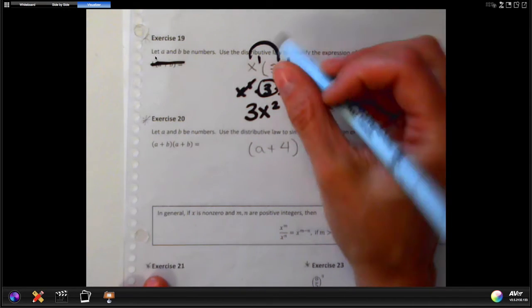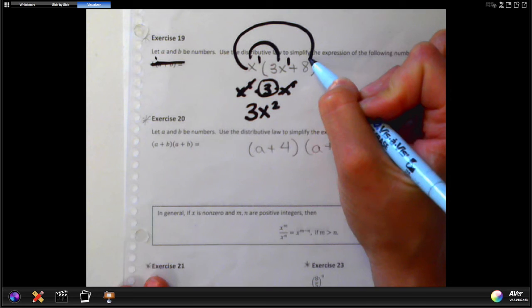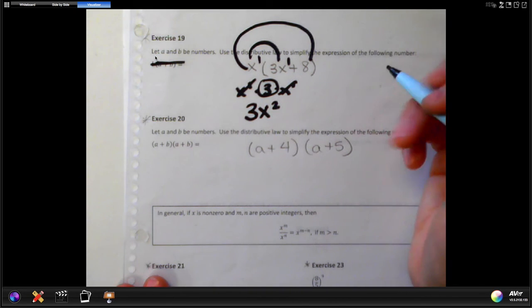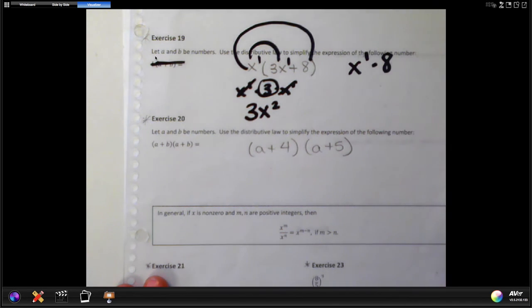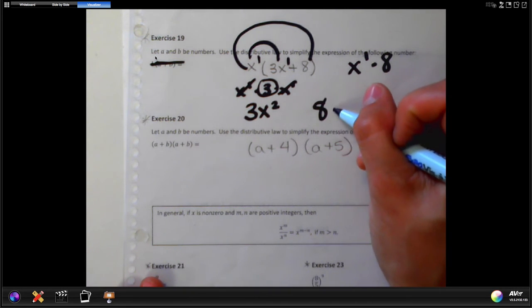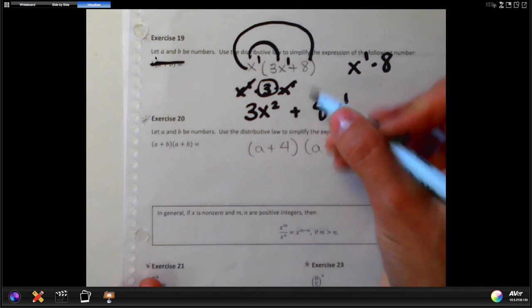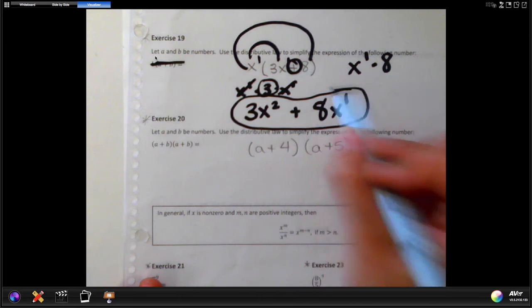Okay, now we have to deal with distributing again. So we're going to do x to the 1 times 8. Just like before, we want to multiply that. So x to the 1 times 8, there's nothing that we can combine here. But to be correct, we want to put the number in the front and the x, or the x to the 1, in the back. And what you want to make sure then is you put your plus back in the middle. And here's your answer.